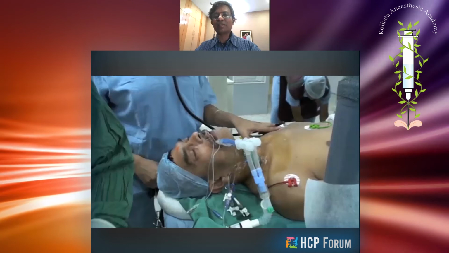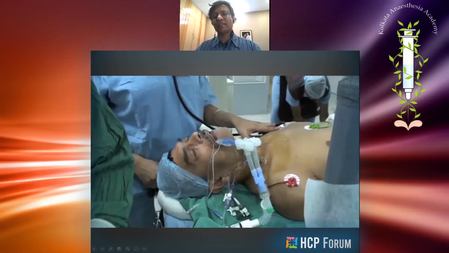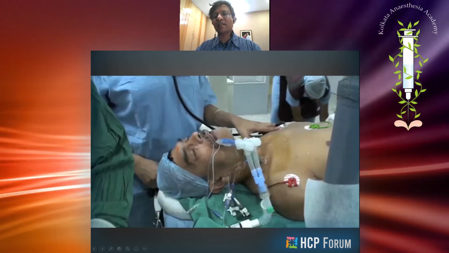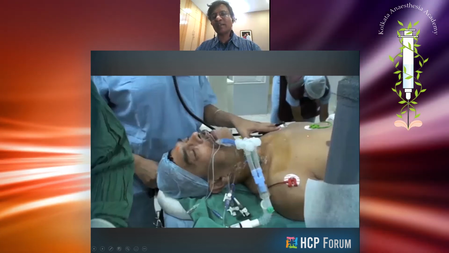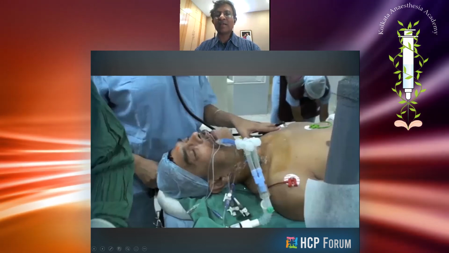Auscultation is again which you clamp the bronchial tube, only ventilate through the tracheal lumen, and you find whether the opposite side is only getting ventilated and the side that is blocked is not getting ventilated, and vice versa.